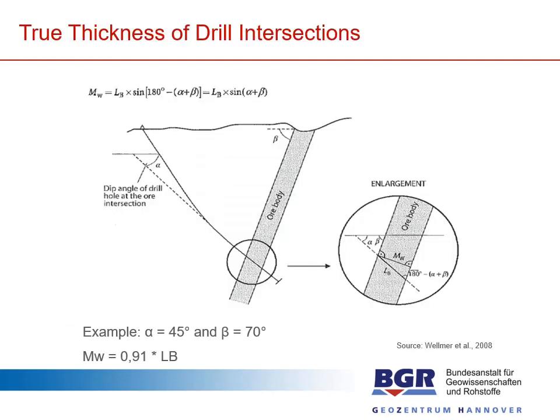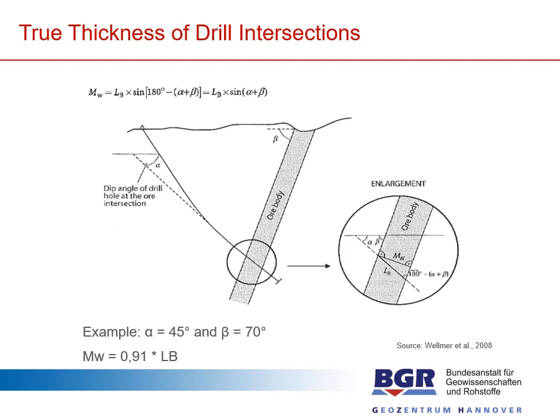I already talked about the true width, the true thickness of a drill intersect. And here's an example of what that means. You see an ore body, you see a vein that is dipping relatively steep with the angle of beta, and you see a drill intersect in this vein. Now the thing is, you only get the true width if you drill perpendicular to the vein. You should always try to do that, but it's not always possible.